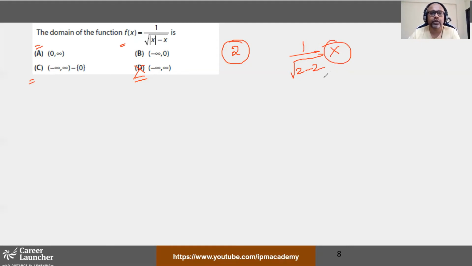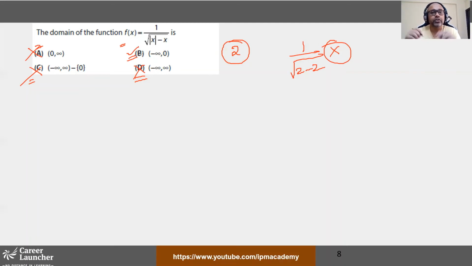Whichever option has 2 in it, eliminate it. One example is enough. One thing, 2 should not be there. Whichever option has 2, delete it. So you can see that A is gone. You can see that C is gone. So the only option left out is B. So I did not prove my answer is B. I proved A, C, and D are wrong.